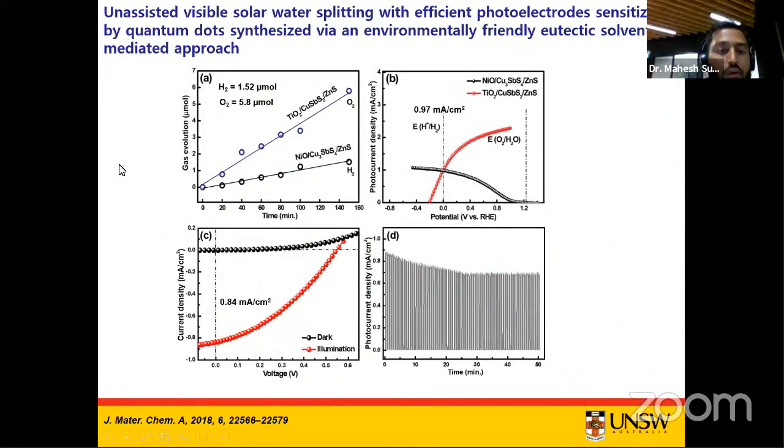Again, we measured the gas evolution performance, carrying out the quantitative analysis of the photocathode and photoanode separately, and we found that the photocathode showed H2 evolution of about 1.52 micromole after the test of 150 minutes, and about 5.8 micromole in the case of the photoanode after 150 minutes.